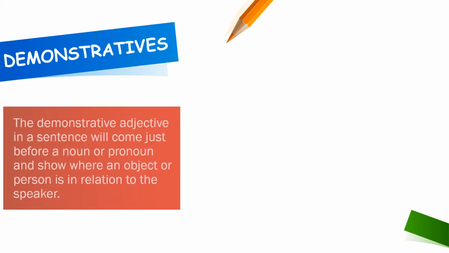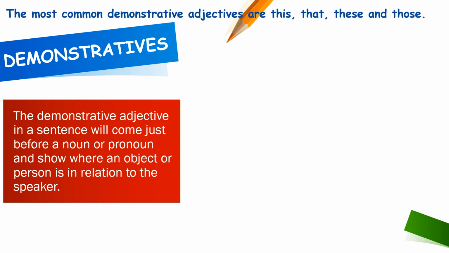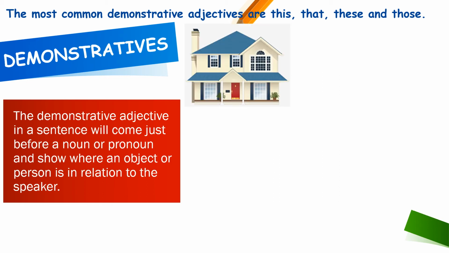Demonstratives. The demonstrative adjective in a sentence will come just before a noun or pronoun and show where an object or person is in relation to the speaker. The most common demonstrative adjectives are this, that, these, and those. Demonstratives tell us how near or far the noun is from the speaker.